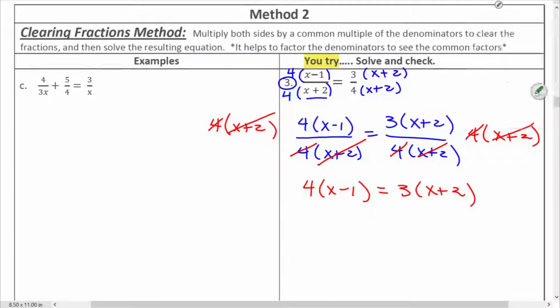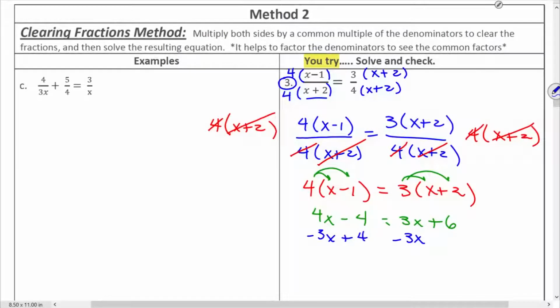So I would do that by distributing the 4 and the 3, and 4 times x is 4x, 4 times negative 1 is minus 4, 3 times x is 3x, 3 times 2 is 6. And I will solve this by getting my variables together, and then I will get the constants on the right side, and I get x is equal to 10. Now before I box that and think I'm done, do I get division by 0? No, that would only happen when x is negative 2, and so this must be my solution.